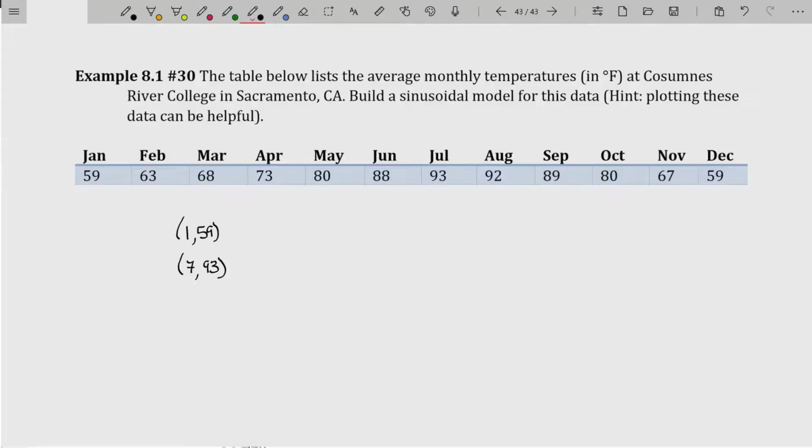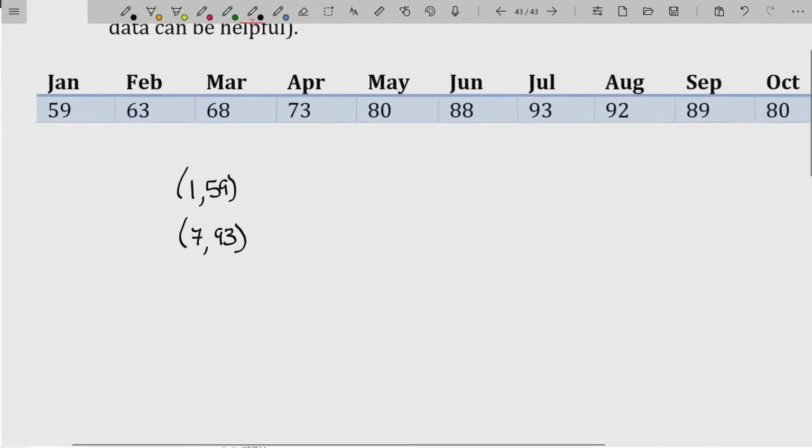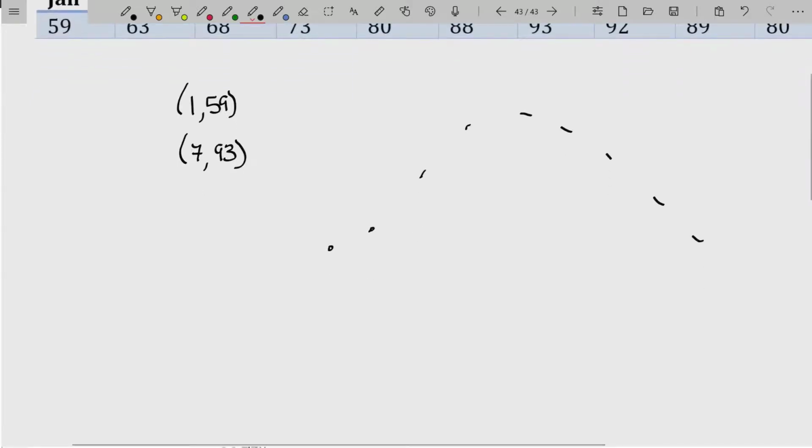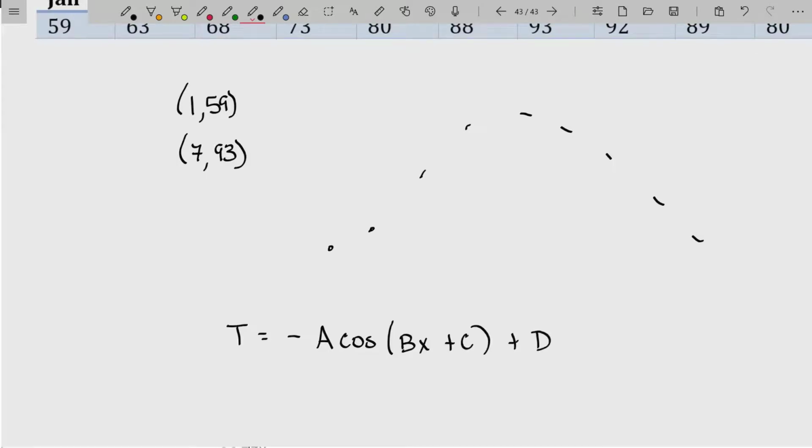All right. So let's do this. First of all, these are minimums and maximums. So if you saw from the data, it went sort of like this. So it's an upside down cosine function, temperature function is equal to an upside down cosine function, bx plus c plus d.